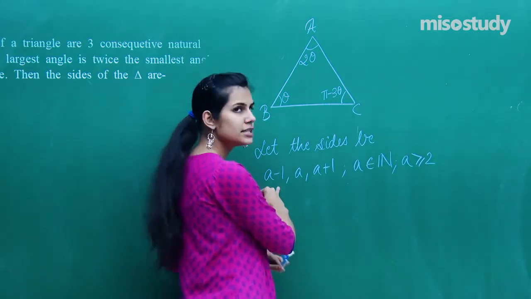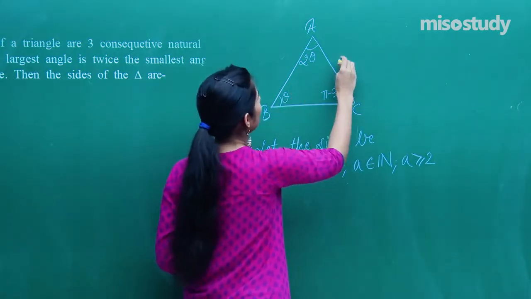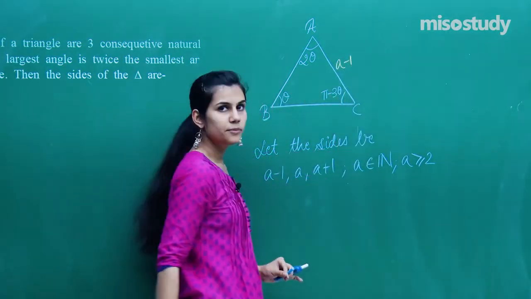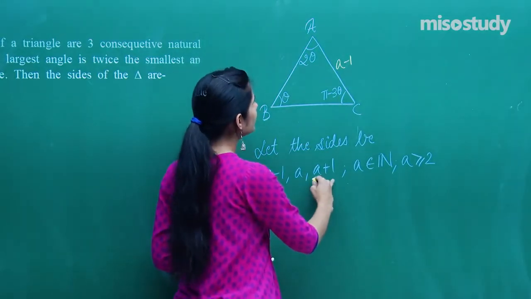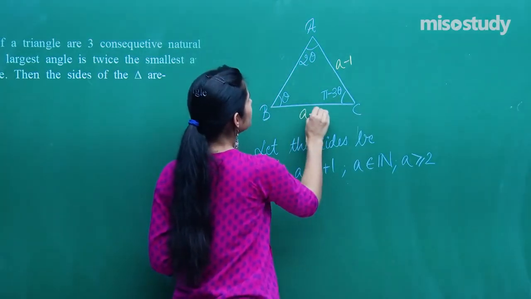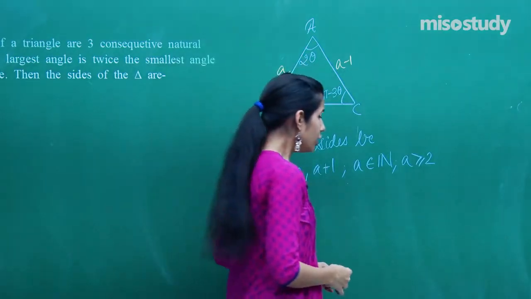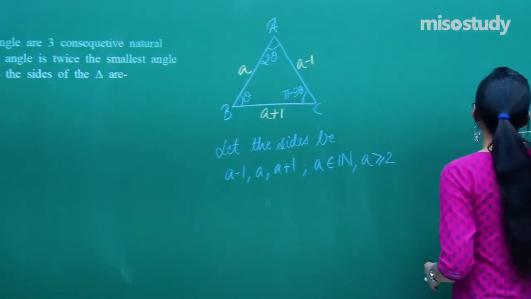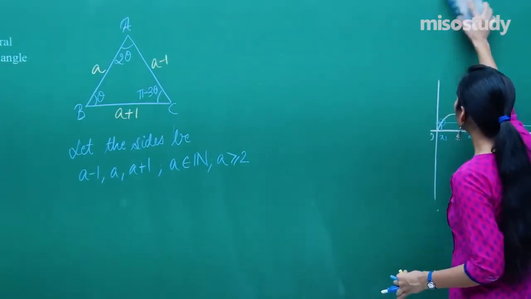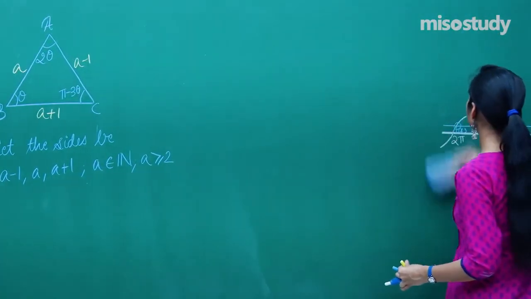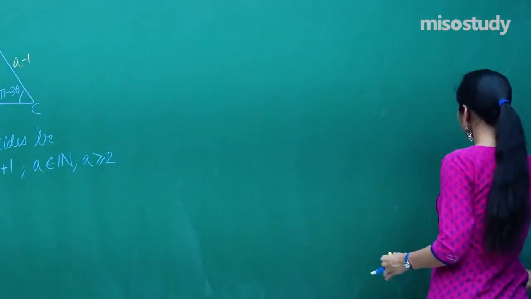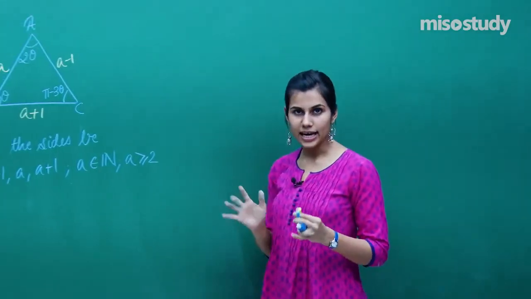Now a minus 1 is the smallest, so it is going to lie opposite to the smallest angle. A plus 1 is the largest, so it is going to lie opposite to the largest angle, and so this is your A. You know the sides, you know the angles. What is the rule which can help you relate them? It is nothing but the sine rule.